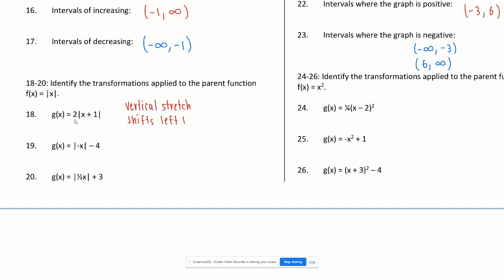This one, number 19, it's negative inside those absolute values. So that's a horizontal reflection. A horizontal reflection reflects this way, which we would call over the y-axis. So it reflects over the y-axis. Or, of course, I told you, you could put horizontal reflection. And this -4 is outside, so that's shifting down 4.